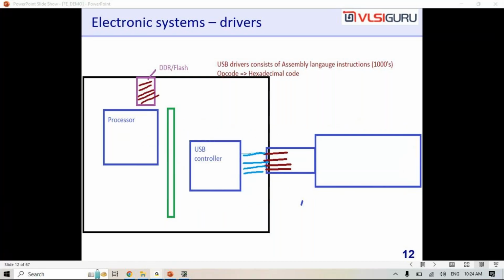So here also essentially the same thing is happening. What is happening? The processor goes and changes the registers that are present in the USB controller, through which its behavior will change. When it is going to transfer, when it is going to get, so various things it will change. You got some idea, right?